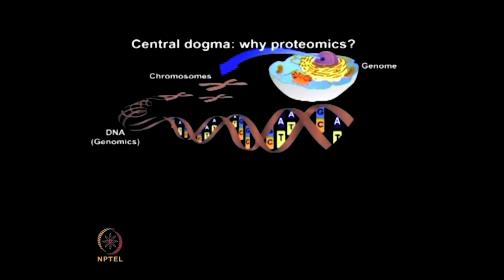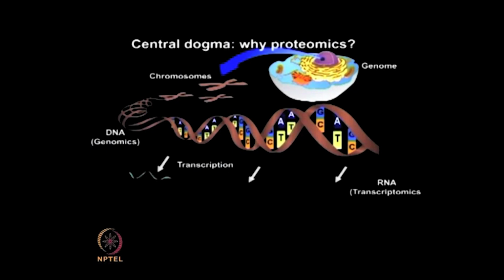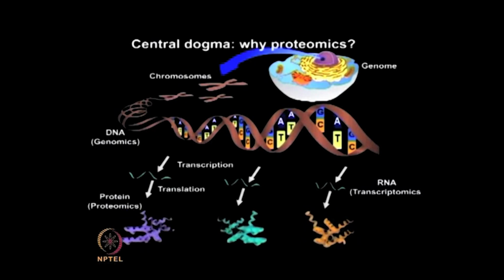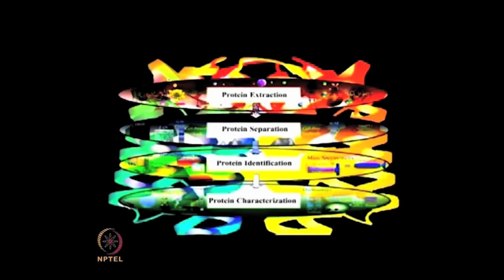Proteomics aims to decipher the structure and function of all proteins in a given cell under specific conditions and to obtain a global view of cellular processes at the protein level. A study at the DNA level is known as genomics, at the RNA level transcriptomics, and at the protein level proteomics. Analysis of the proteome involves protein extraction, separation, identification, and finally, characterization of various proteins.